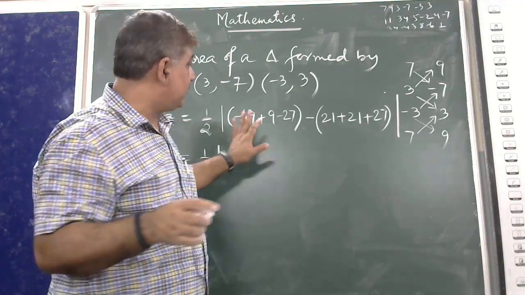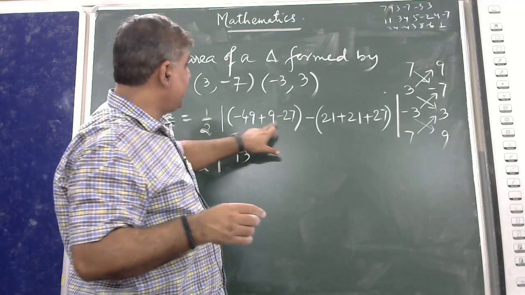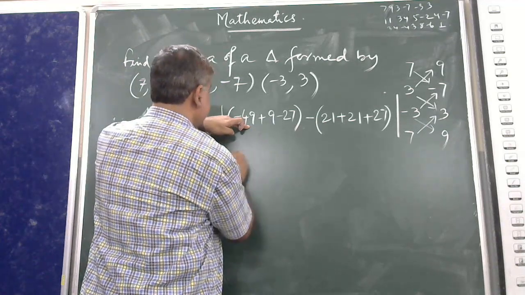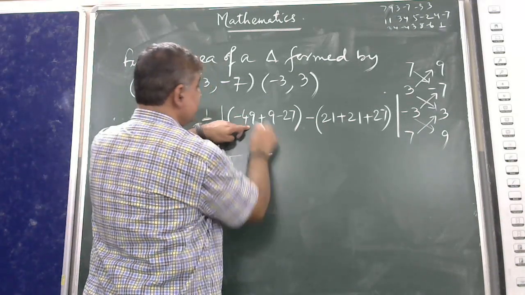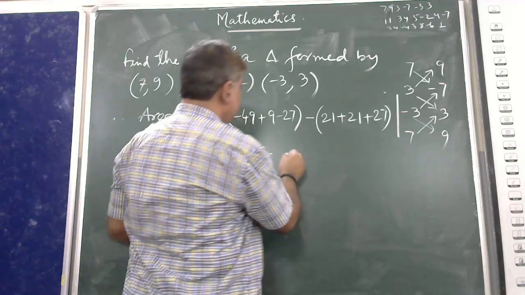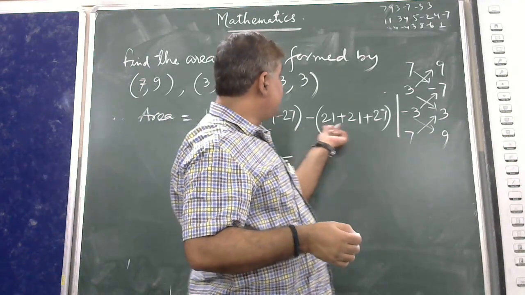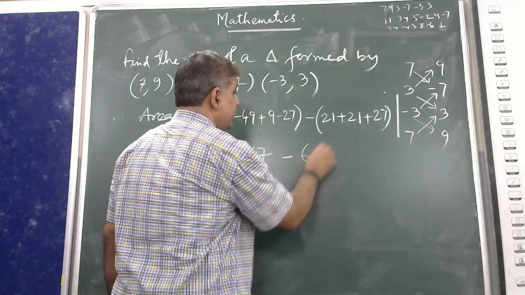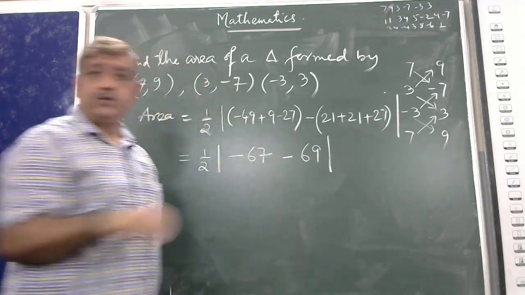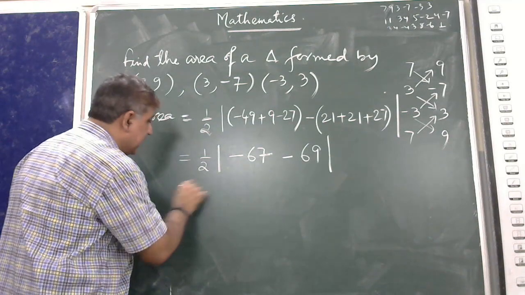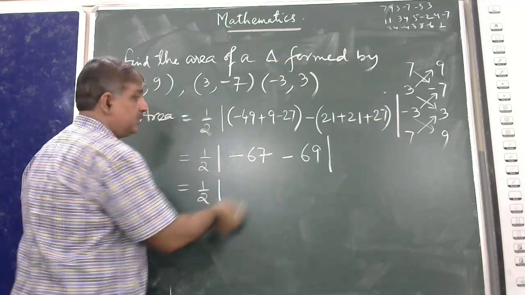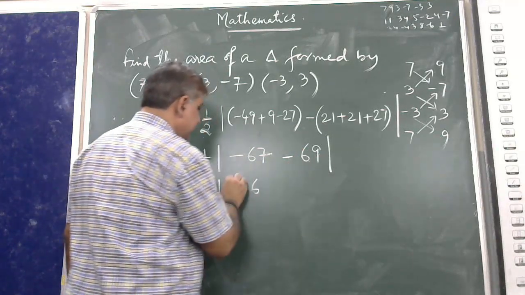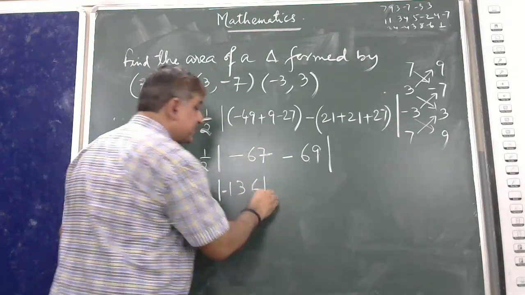Go and check the calculations. For minus 49 plus 9, it becomes minus 40. No, sorry, it becomes minus 67. Sorry, minus 67. And then here, minus. What happens? 21, 42, 42, then 69. It becomes 69. Modulus, you must put here. After that, half, then mod, minus 67 and minus 69, which gives minus 136.